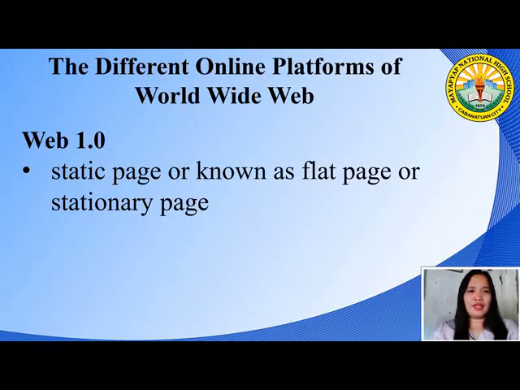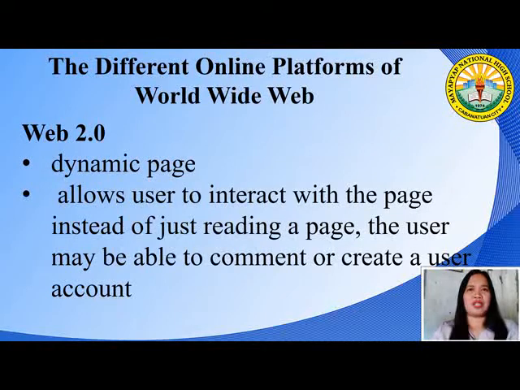Web 1.0. Static page, also known as flat page or stationary page. The page is as is, or read text only. Web 2.0 is dynamic page, which allows user to interact with the page instead of just reading a page. Unlike in Web 1.0, the user may be able to comment or create a user account. Web 2.0 is also known as participative or participatory web.